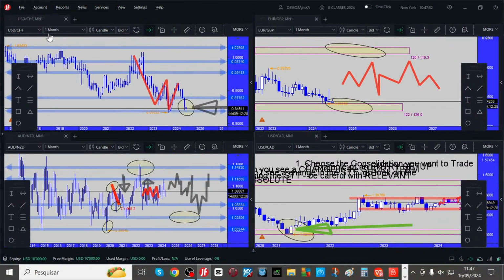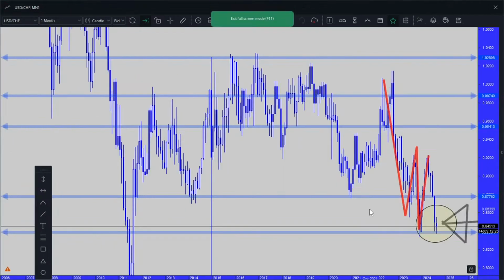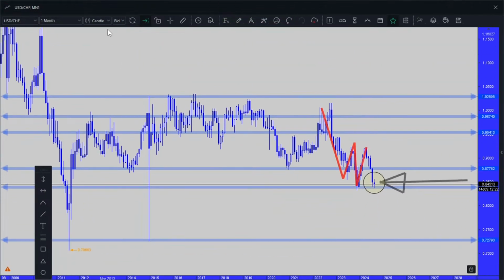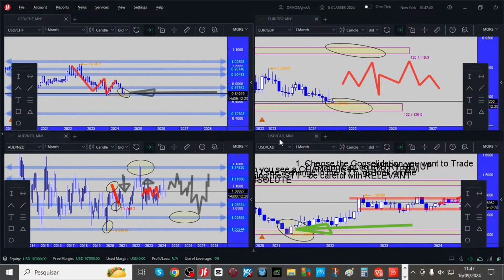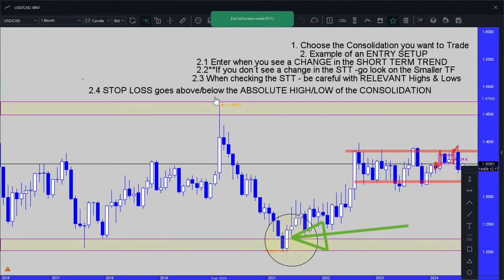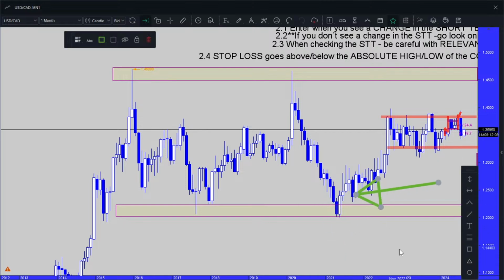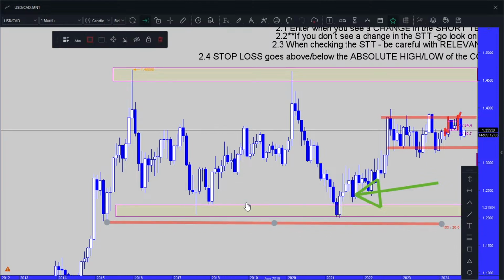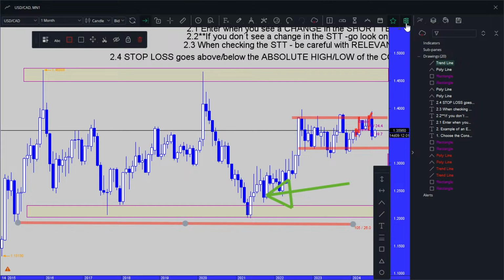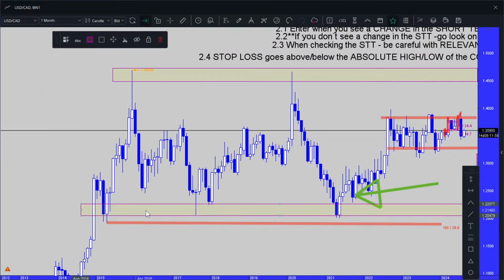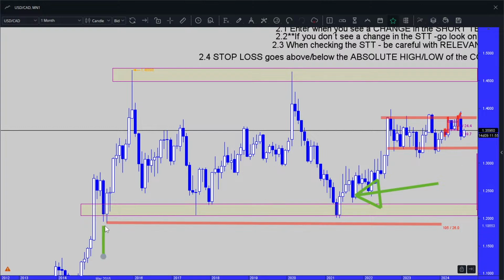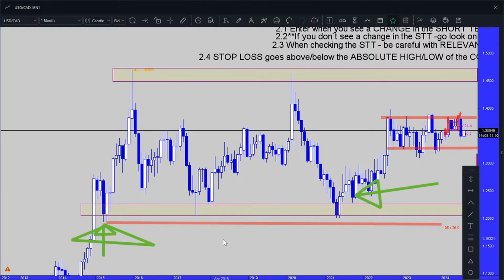Hedge fund trader Mo, are you here? Oh, stop loss. Thank you very much. Forgot about the stop loss. What does the rule say? Stop loss goes above or below the absolute low. Right? So if I'm going to buy in here, stop loss goes down in here. Everybody, you must look at consolidation as a whole, and this in here is the absolute low of this consolidation. Okay, that's a rule.